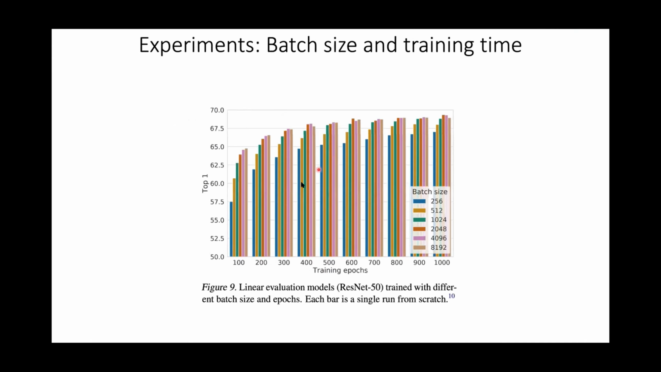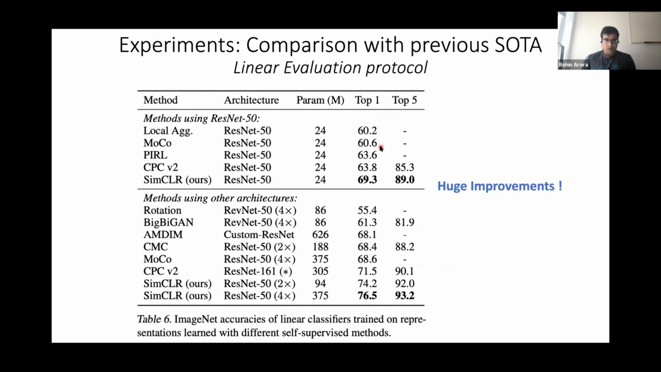Now there are experiments with increasing batch size and training time, and we see that increasing the batch size and the training time keeps on improving the results, which is really contradictory to classic supervised learning. I'll be coming back to that towards the end, in the future work for this paper. This is the linear evaluation protocol, which I said was the main result of this paper.